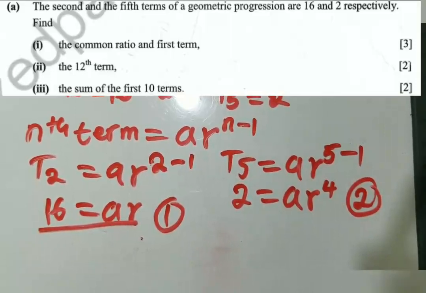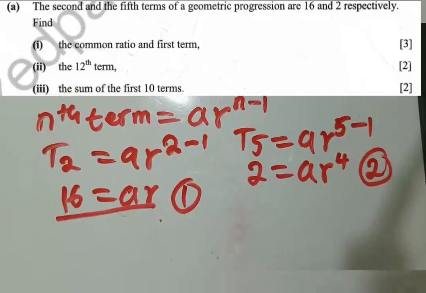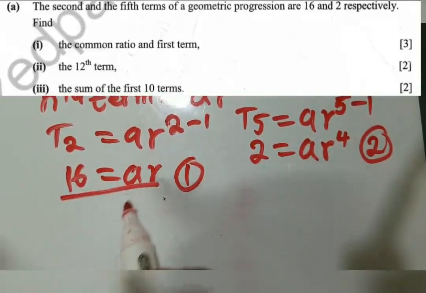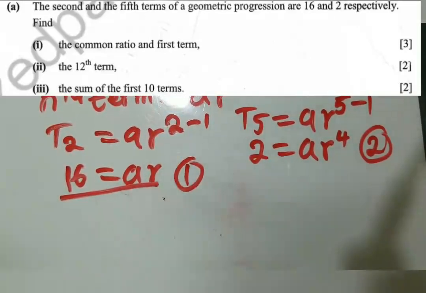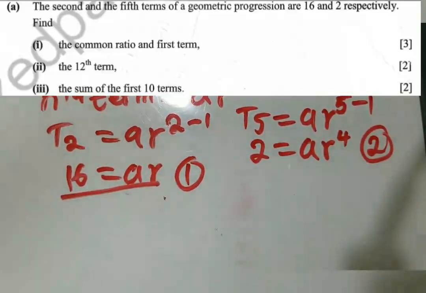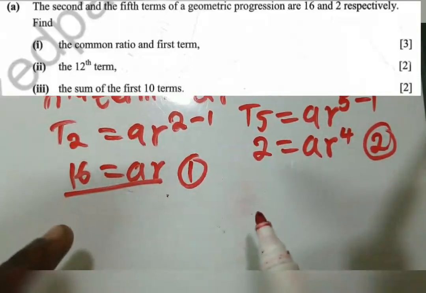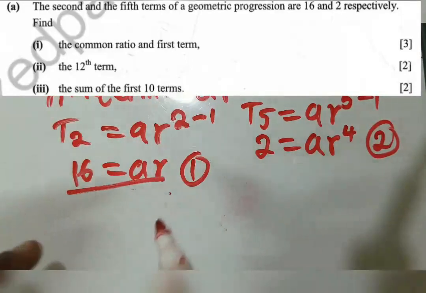Now we need to find the value of a and r. a is the first term, and r is the common ratio, which are the objectives of this question. We are supposed to find the first term and the common ratio. So we have these two equations. How do we find the common ratio? We solve these equations simultaneously.